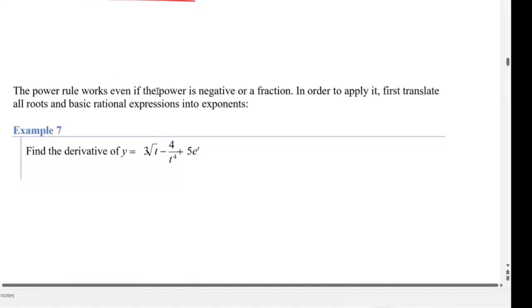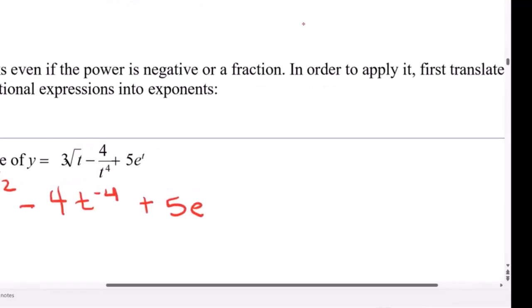So the power rule works even if the power is negative or a fraction. In order to apply it, first translate all roots and basic rational expressions into exponents. For example, y equals 3 times the square root of t, which is the same as t to the 1/2 power, minus 4 over t to the 4th. When t to the 4th is in the denominator, if I were to move it to the numerator, it would change sign in the exponent. And then plus 5e to the t.